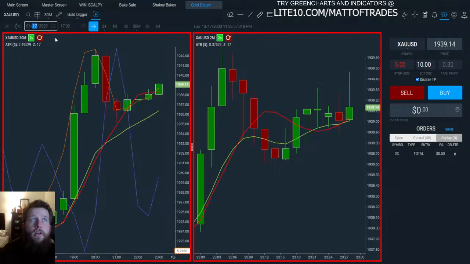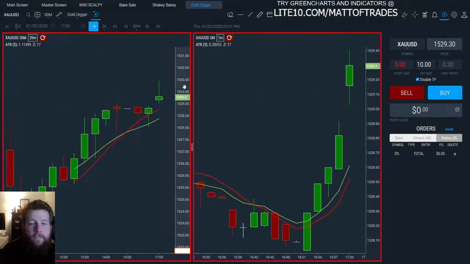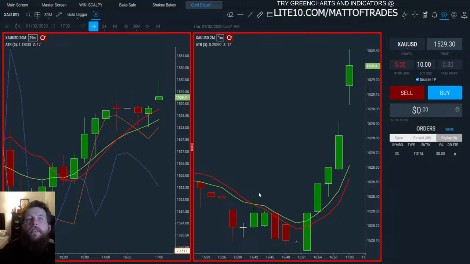Oops. 01, 02, 2020 is the next day. Woo wee. Why is this taking so long to load? Why does it do this? 17? Yeah, that's the right time. Okay.